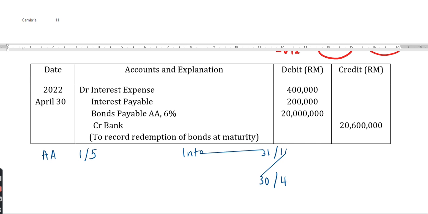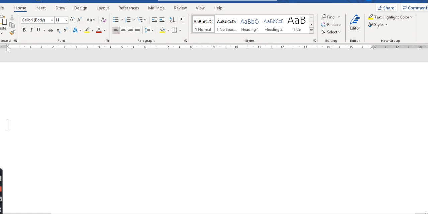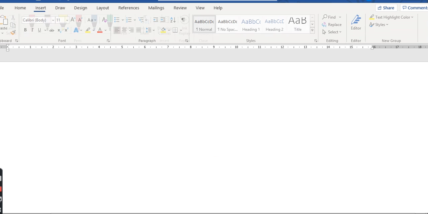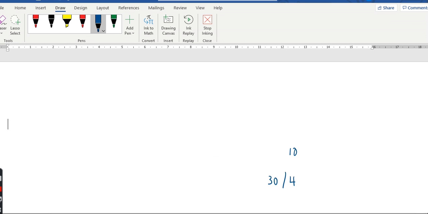Okay, so how do we actually calculate the interest expense? It's actually very easy. Let's see, I'm doing it for 2012, right? I'm doing it for 2012. This is for bond AA.